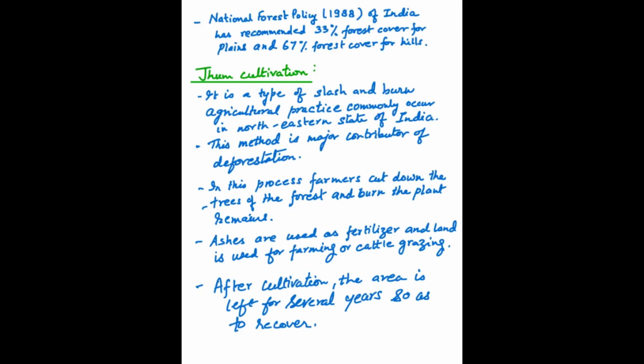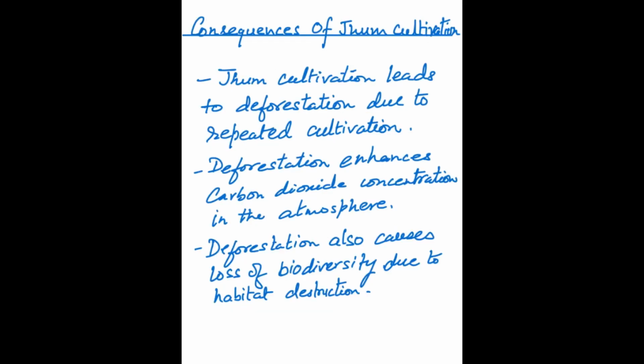After cultivation, the area is left for several years so that it recovers. Although jhum cultivation leads to deforestation, initially they used to leave it for recovery. But when the population increased, recultivation happened very frequently. So the land did not get much time to recover.